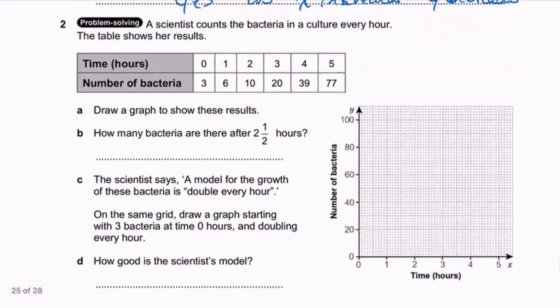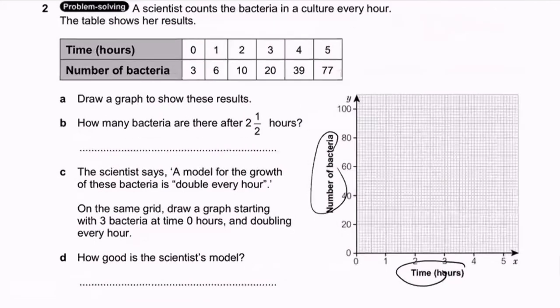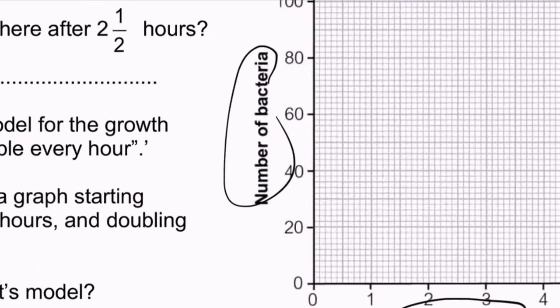It says: a scientist counts the bacteria in a culture every hour. The table shows the results, time and number of bacteria. Draw a graph to show these results. Time is the x and the number of bacteria is the y. At 0 it was 3, so 0 and 3. Here, counting squares 1 to 10, each one equals 2. So 0 and 3 is here.